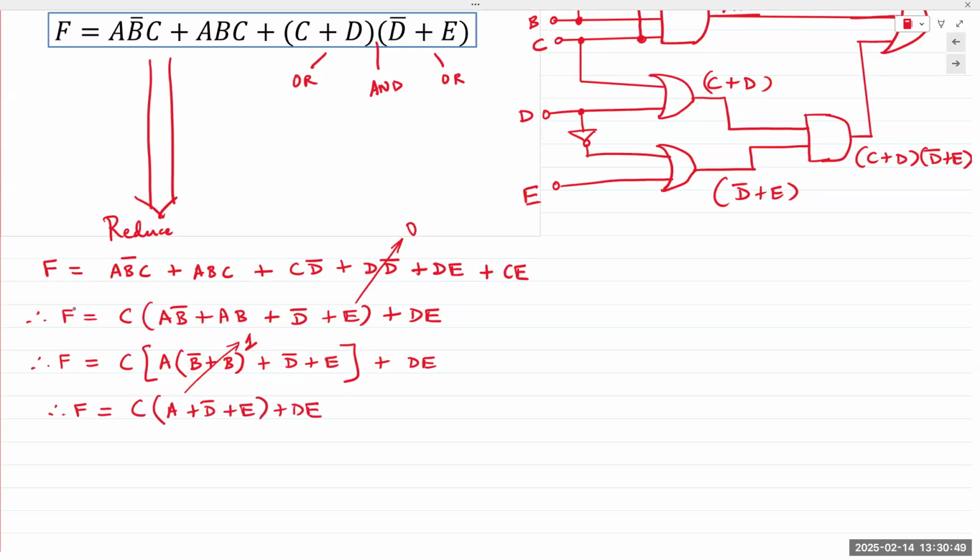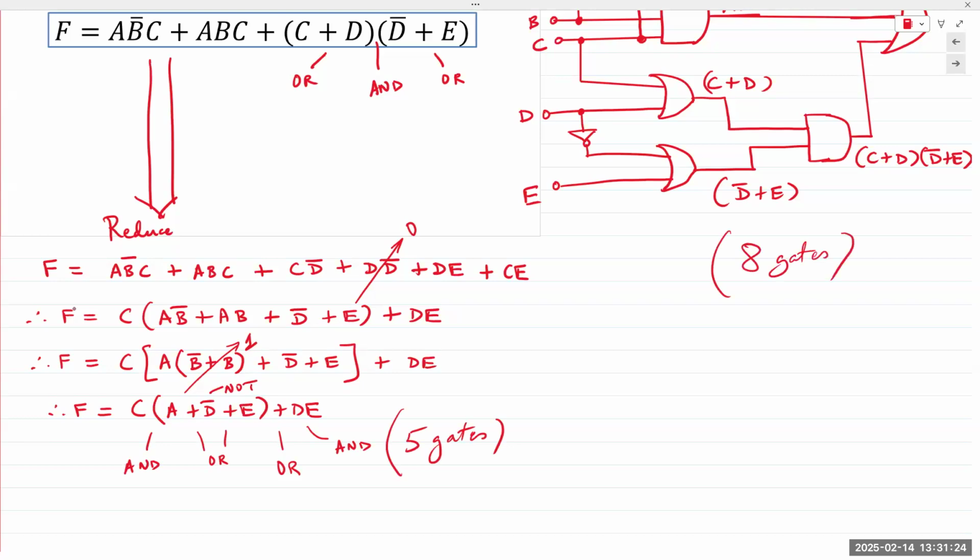Now let's see how many gates would be required for this. We have one big OR gate, one AND gate, a 2-input OR gate, one AND gate, and a NOT gate for D. 1, 2, 3, 4, 5. 5 gates versus 8. Okay. Let's take a pause and let me know if you have any questions.